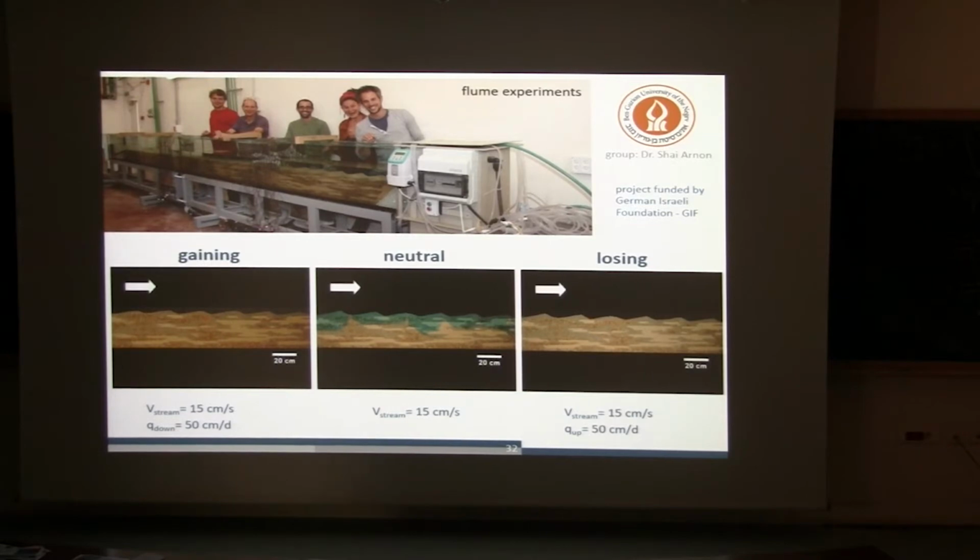So this is basically a gaining situation, neutral, losing. Here are the fluxes of either gaining or losing, and then the stream water velocity in the flume. And you'll just see how the dye goes into the sediment. Let me start this individually. Oops.